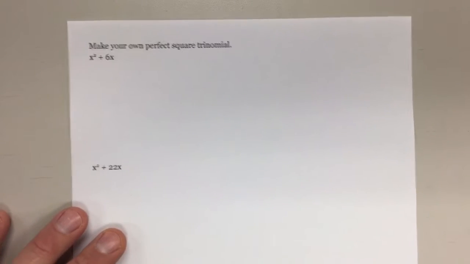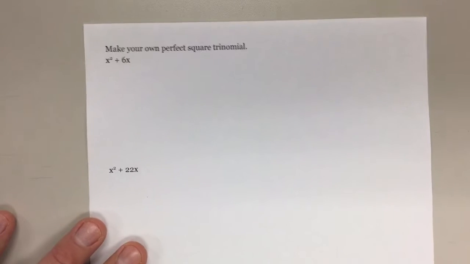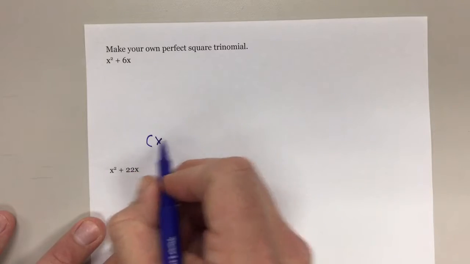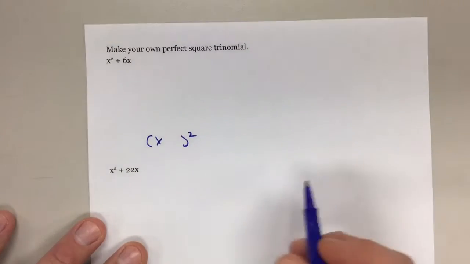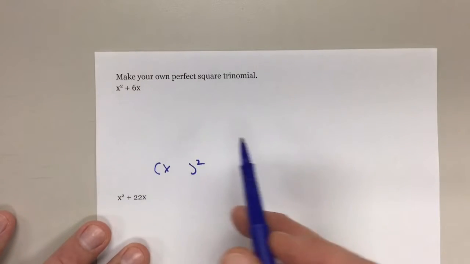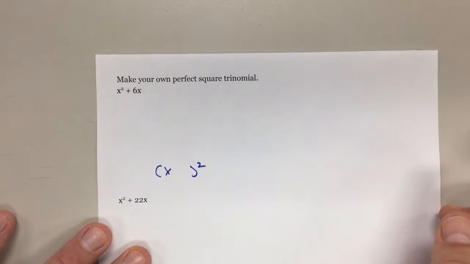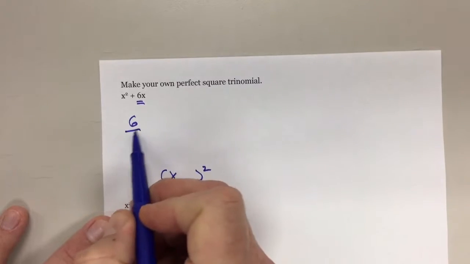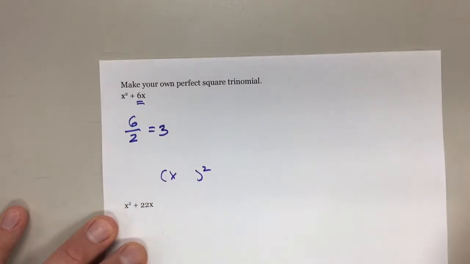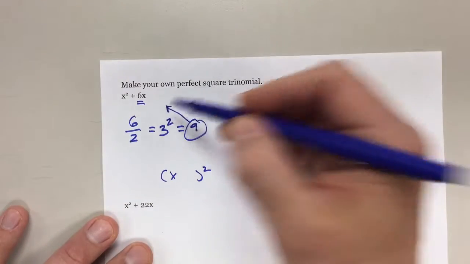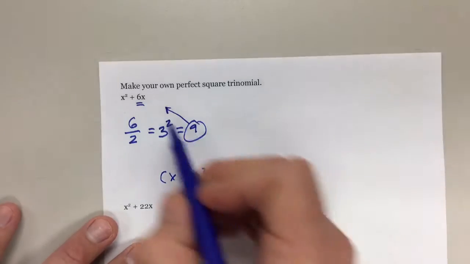Now, the other half of today's homework assignment is that you are going to make your own perfect square trinomials, which means we're going to figure out how to turn this into something that looks like this. So I'm going to add a number to this expression so that when it factors, I get two of the same factors. It's a very easy process. Take the middle number, divide it by 2. Square it. That is the number that if I added it to this expression would make it a perfect square trinomial.